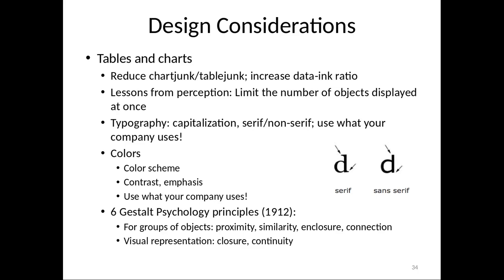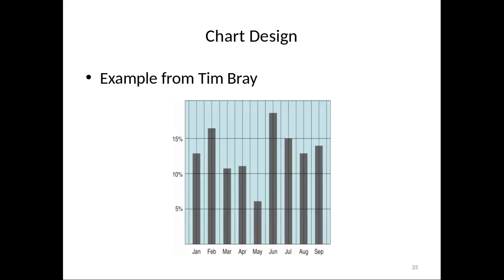Then the typography, which is capitalization and which font to use, and for that usually the way to follow is what the company uses. Then the color schemes and the six Gestalt psychology principles, which for a group of objects use proximity, similarity, enclosure, and connection, and for visual representation use closure and continuity.